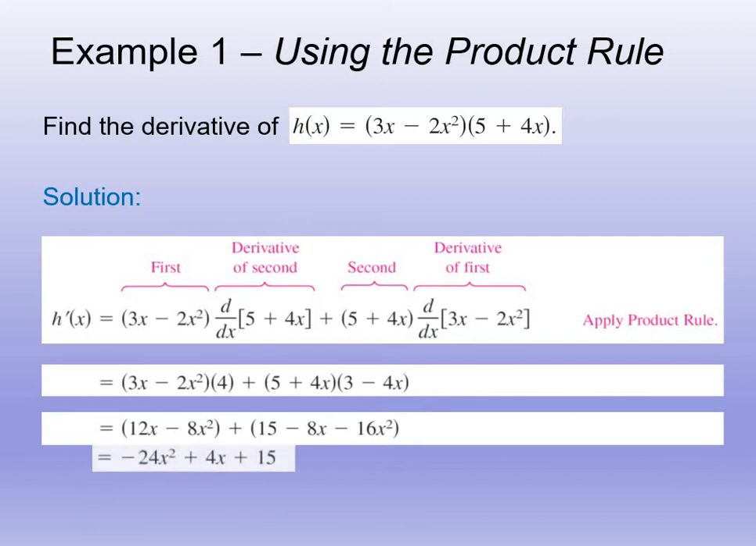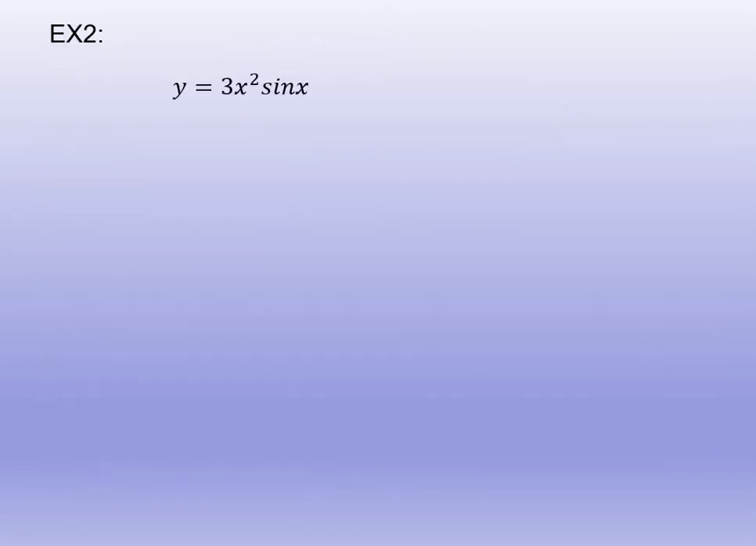So then we combine like terms, all right? So our final answer for this derivative is negative 24x squared plus 4x plus 15. Okay, so make sure that we are using the product rule. So you need to identify what's the first term, what's the second term, or what's the first equation, what's the second equation when we do this.